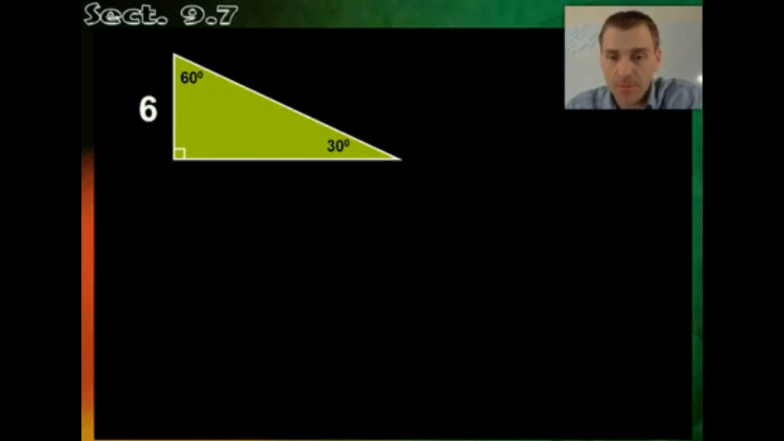Let's keep going. Let me give you another one. So let's move this 6. Can I do it? Yeah. Let's move the 6 over here. So now, same question. Let's find the other 2 legs, the other 2 side lengths. How do I do it?